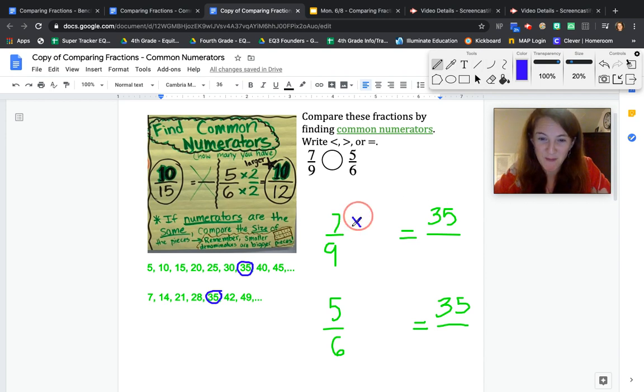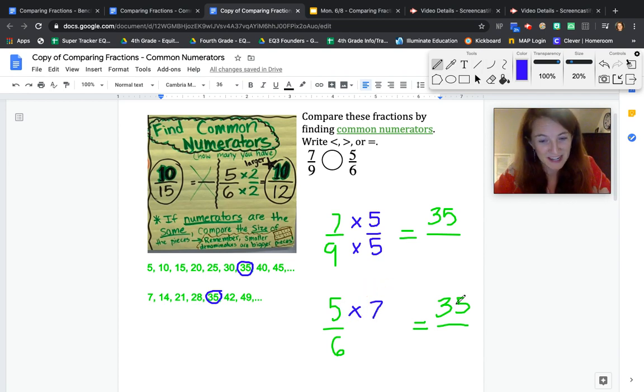I multiply by 5. And that gives me a clue to my next step, because whatever you do on top, you have to do on the bottom, or it's not equal. We have to multiply by a fraction that equals 1 whole, because any number times 1 equals that number. And then same thing down below. How do I get 5 to be 35? I multiply by 7. 5 times 7 is 35.